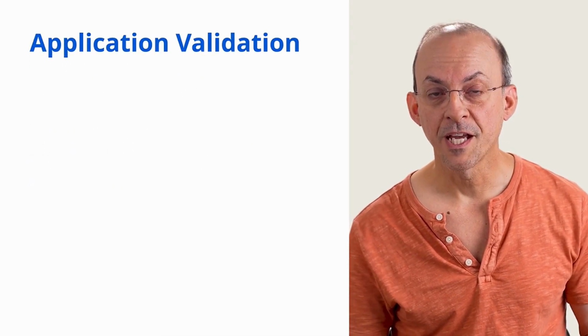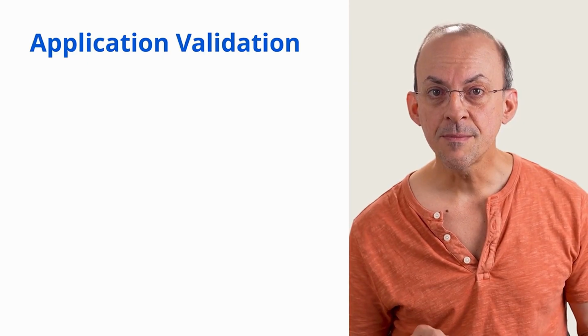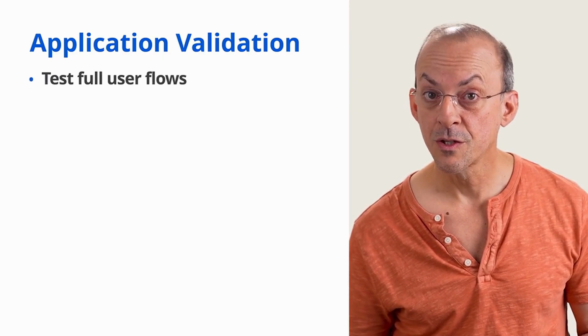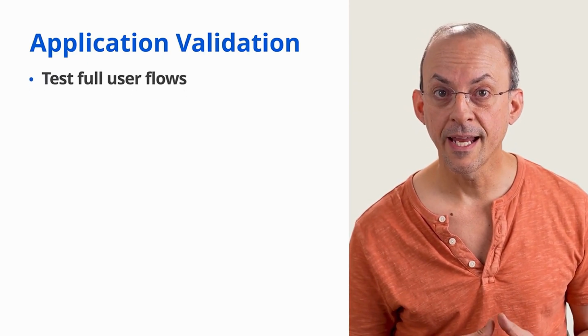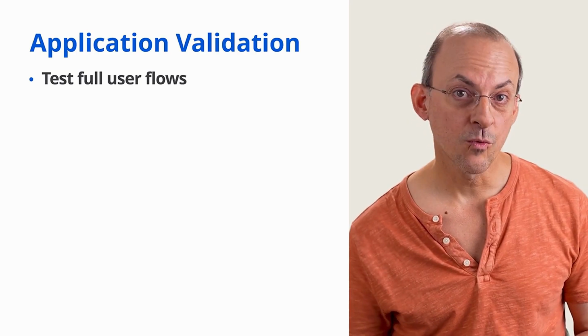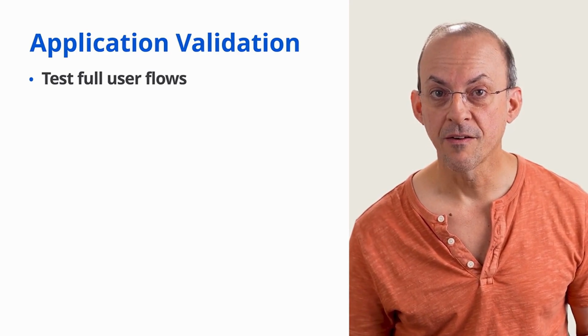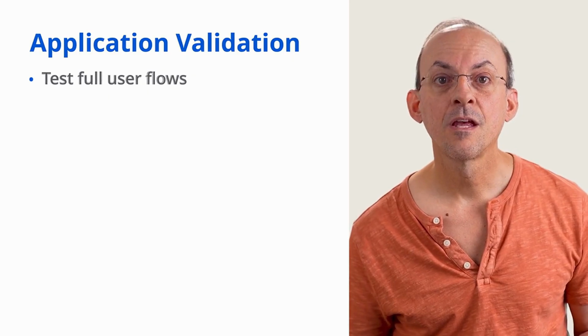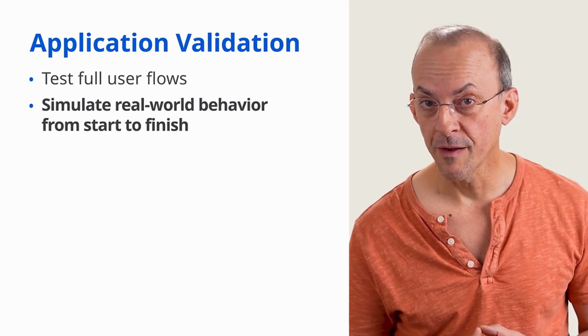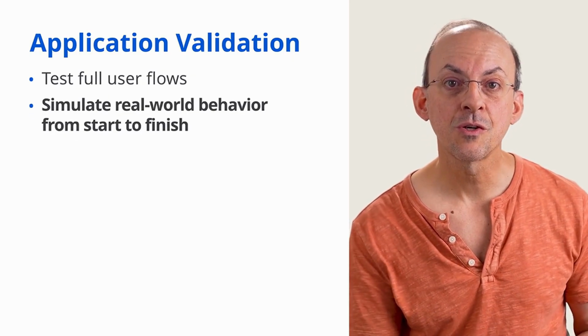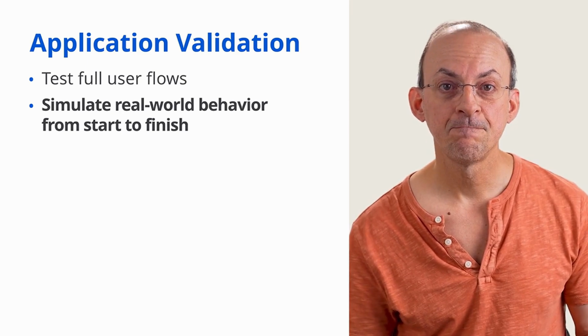First, you'll run through application validation. This means testing full user flows, including logging in, creating and editing data, checking role-based access, and confirming that each piece works together as expected. You'll simulate real-world user behavior from start to finish to ensure everything works as expected.